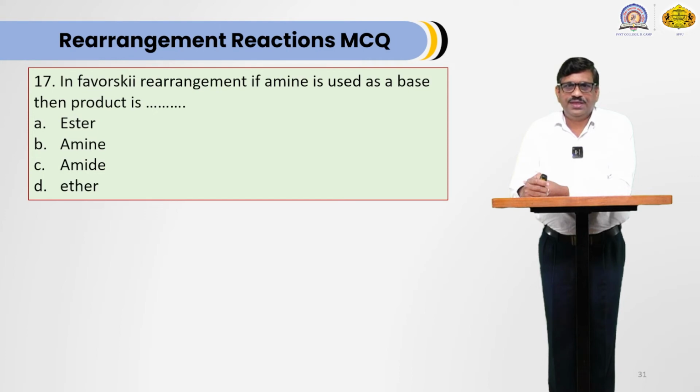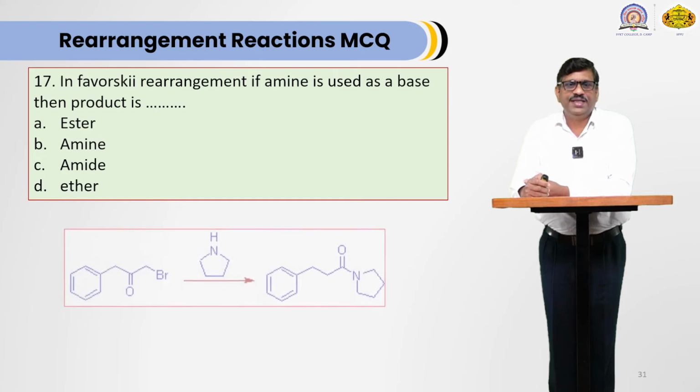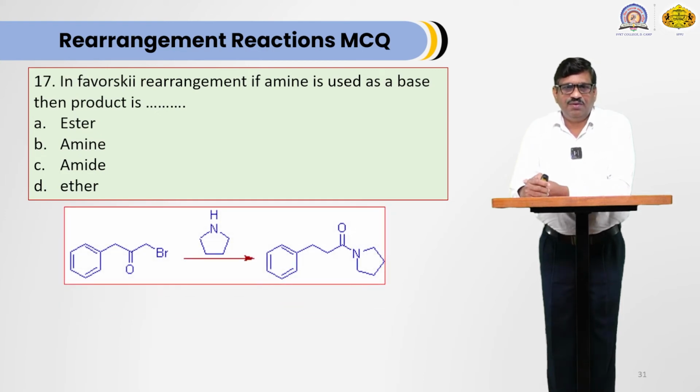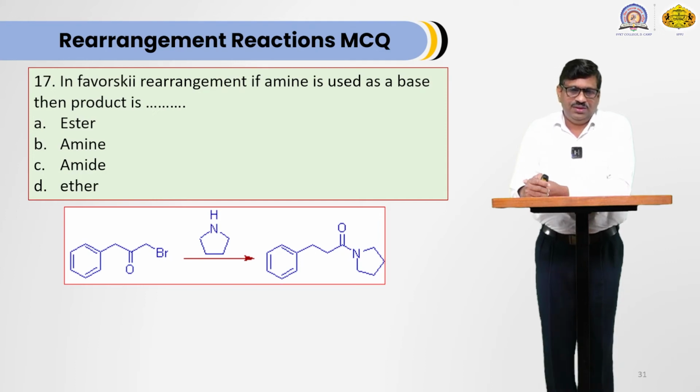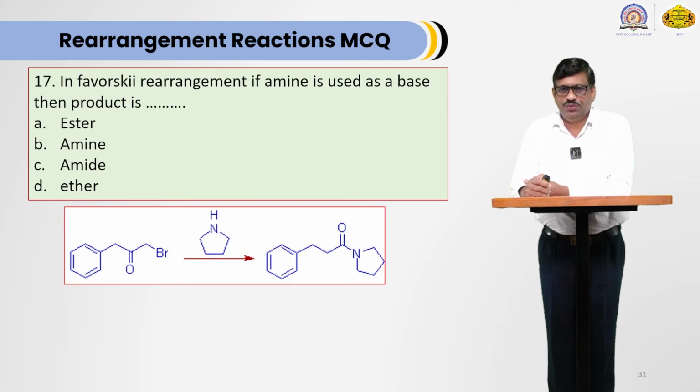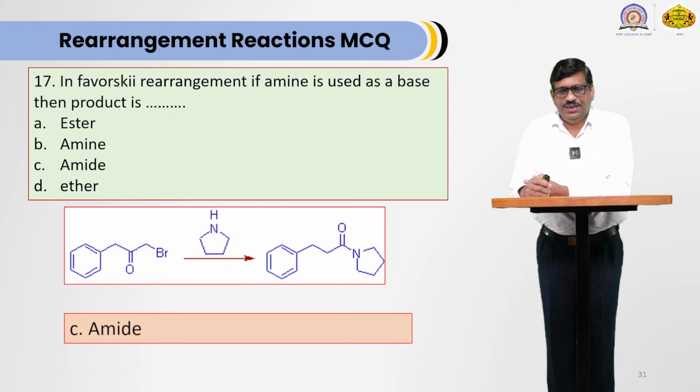Question 17. In Favorskii rearrangement, if amine is used as a base, then the product is ester, amine, amide, or ether. If we use amine as a base, then there is formation of amide as a product, because this is an alpha haloketone. When amine is used as a base, in this case a secondary amine, there is formation of a product which contains a CON bond, and it is amide. This is amide.